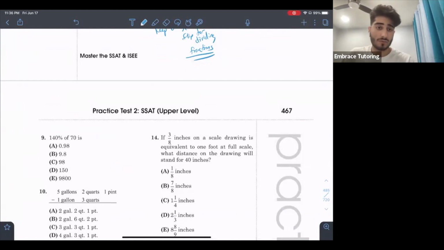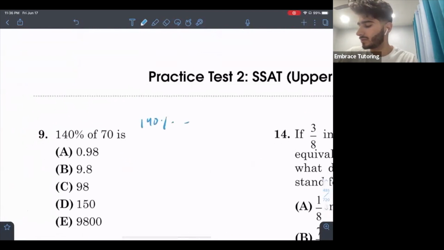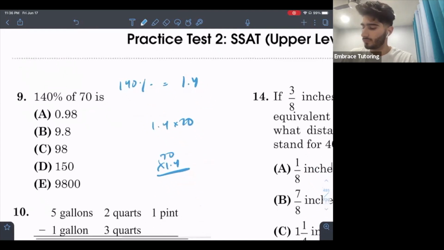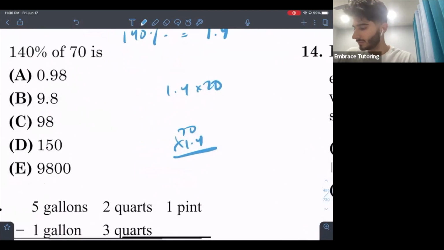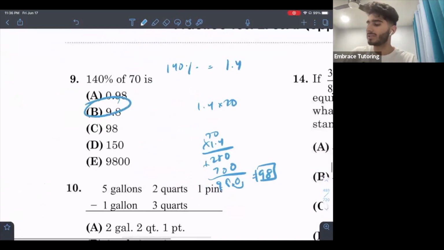So now question 9 is asking, what is 140% of 70? So 140% is equal to 1.4. So 1.4 times 70 is what you could do, which is 70 times 1.4. 0 times 4 is 0. 7 times 4 is 28. 0, 0, and then 7. You get 0, 8, 9, and then bring the decimal place once. 98. Just choice B.